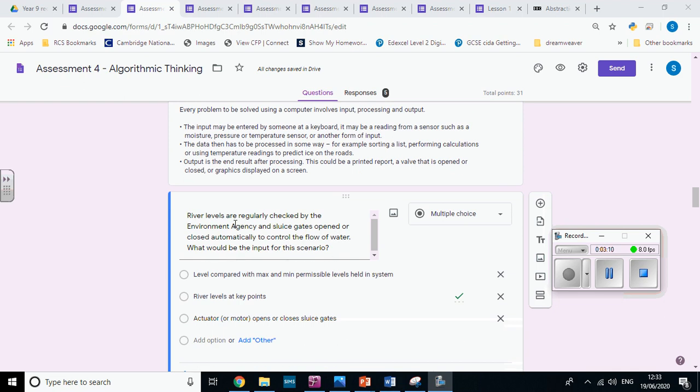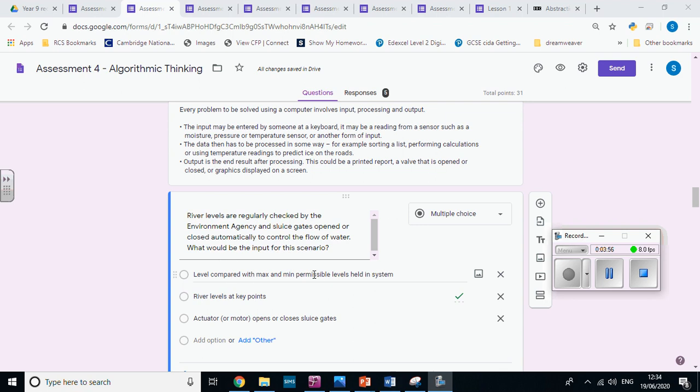So look at this exam question. River levels are regularly checked by the Environmental Agency, and sluice gates are opened or closed automatically to control the flow of water. What would be an input for this scenario? So you've got to think, right, I've got to write the program. You're not building the gates, and you're not digging a great big hole in the river or building something next to a river. You are just dealing with the program that's going to operate all the machinery involved. Okay, so what inputs need to be added to the system so we can make decisions on whether or not to open these gates?